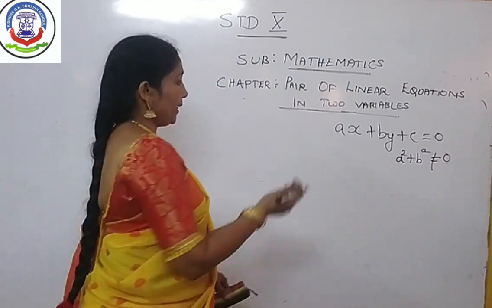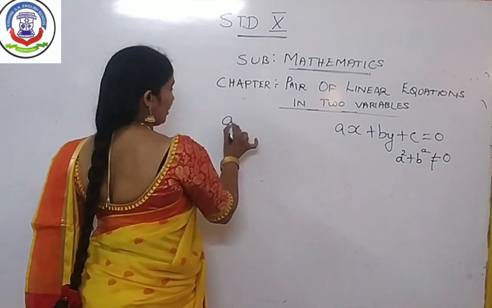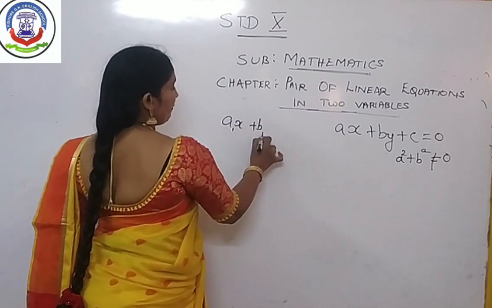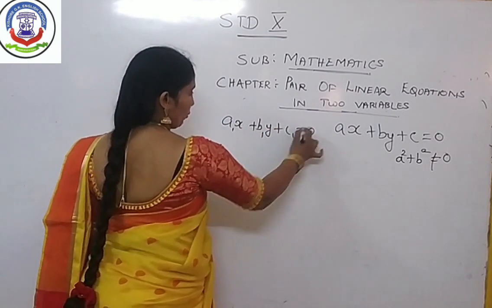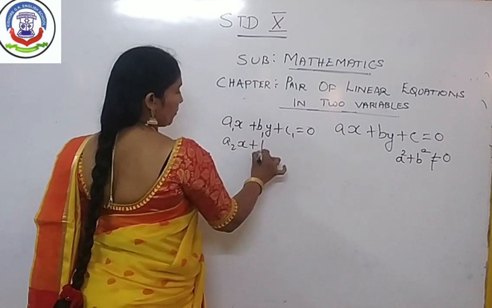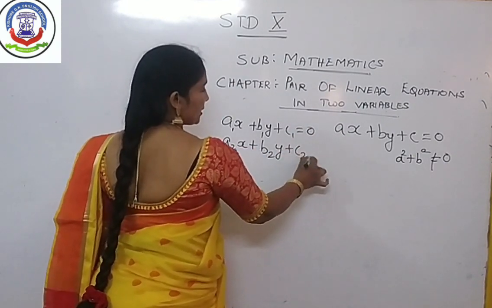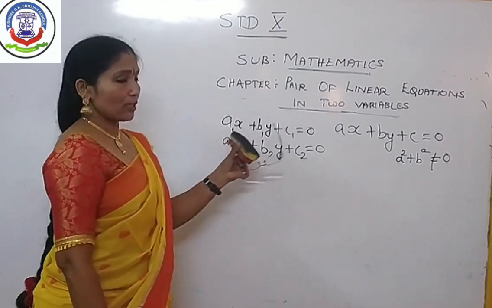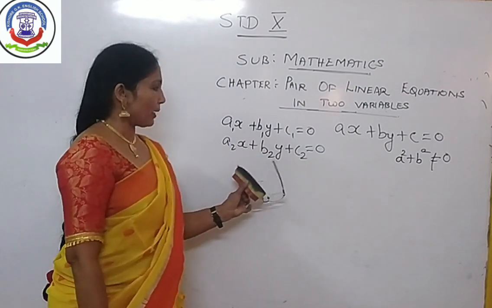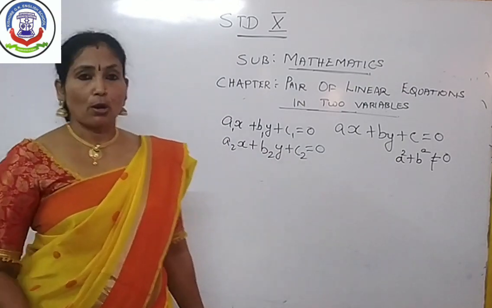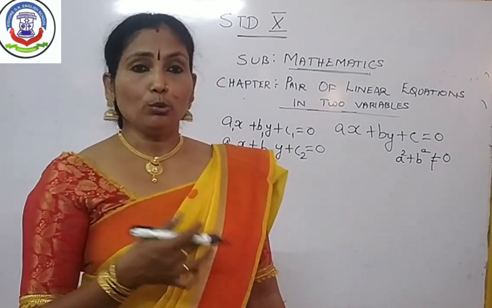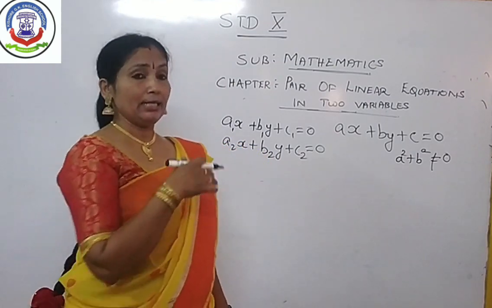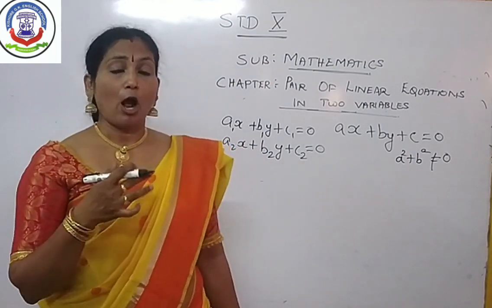You also learned that if we write two equations at a time, we write them as a1x + b1y + c1 = 0 and a2x + b2y + c2 = 0, such that a1 square plus b1 square is not equal to 0 and a2 square plus b2 square is not equal to 0. And you have also seen how this pair of linear equations looks in a Cartesian plane.